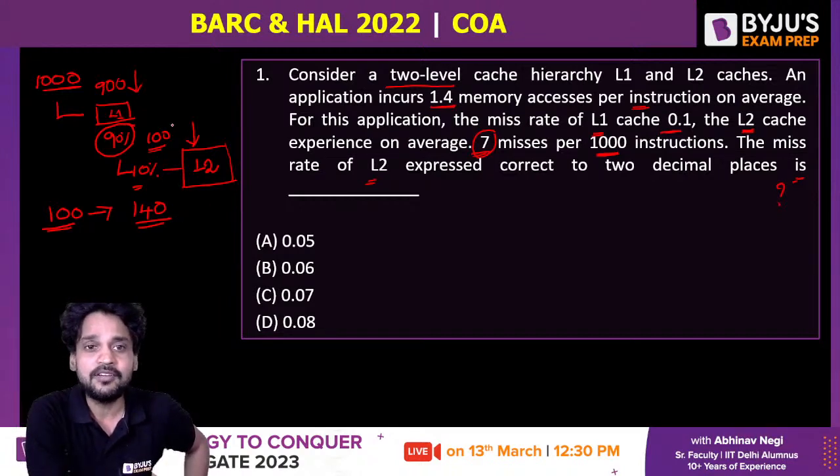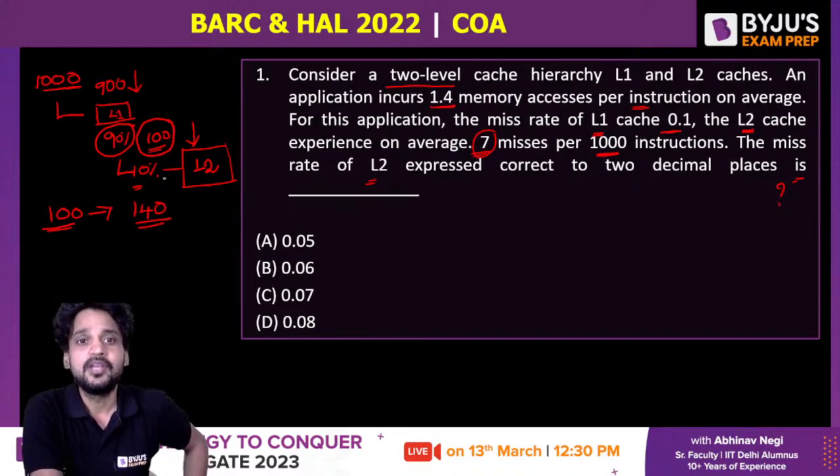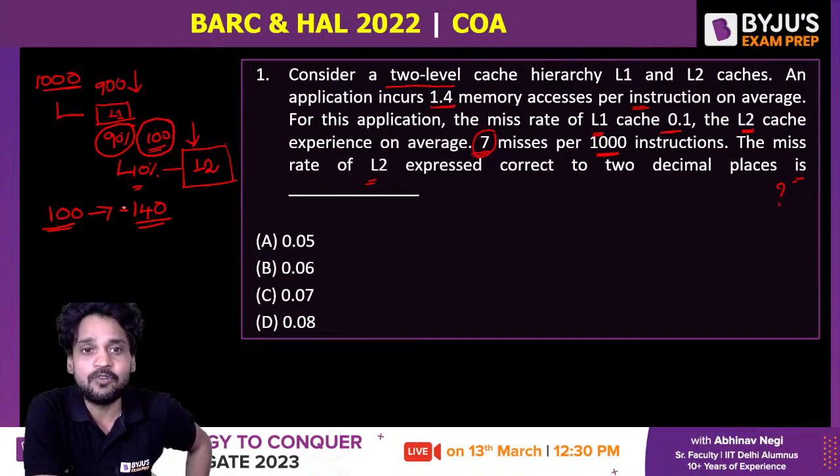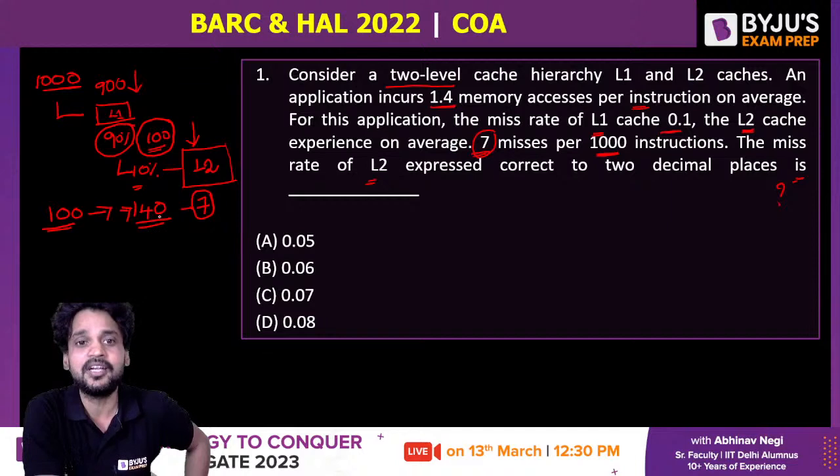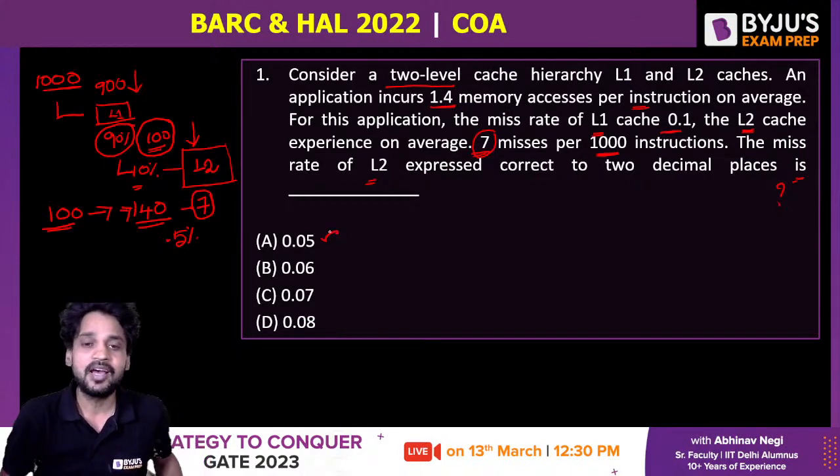So out of 100, when the memory accesses are equal to 140, you are just experiencing 7 misses, right? So 7 in 140 is 0.5%. When it comes to the rate, it is 0.05. I hope I made it clear.